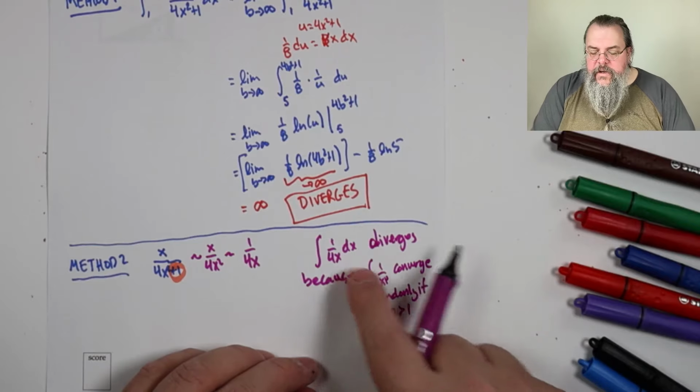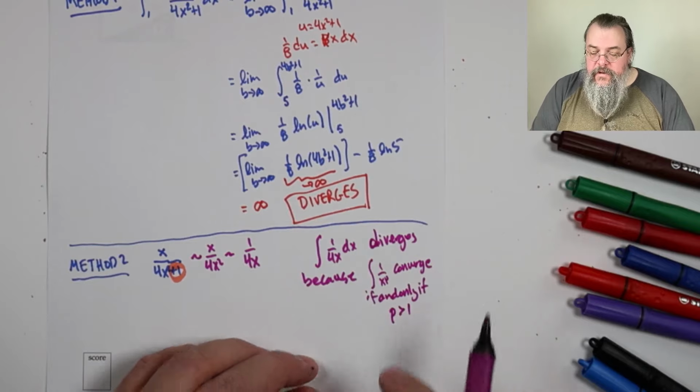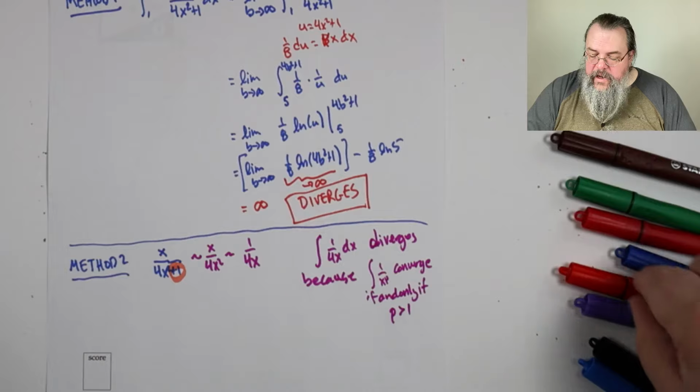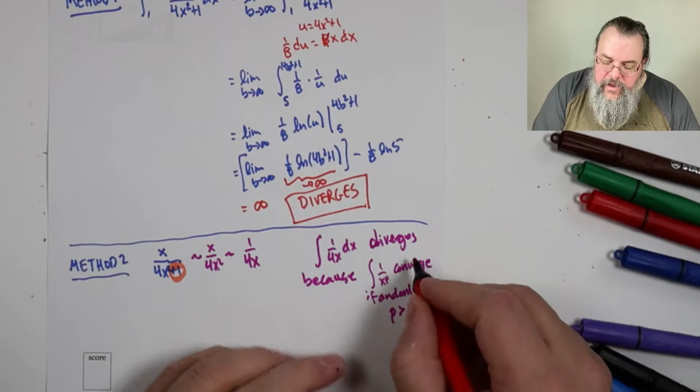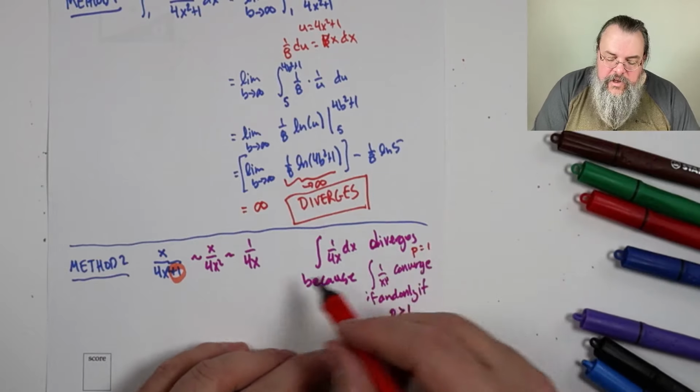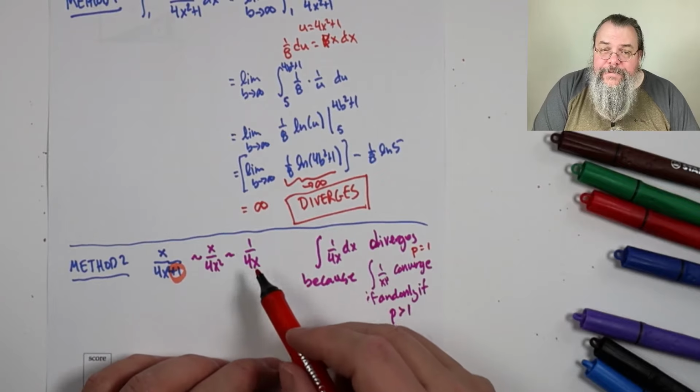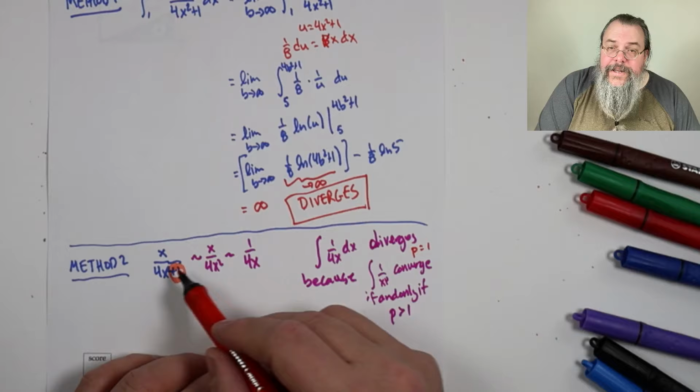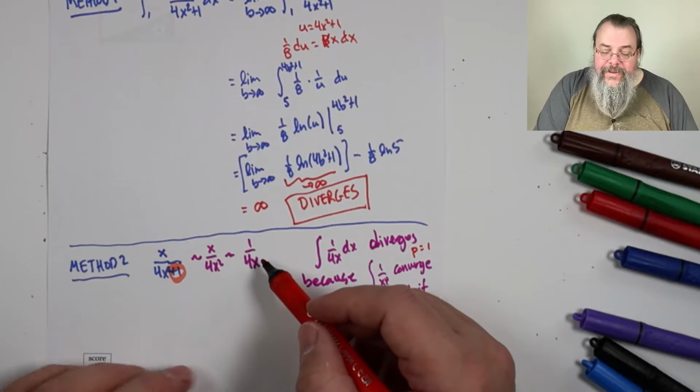And notice here, this is p equals 1. And so we say, aha. So you say, great, so what does that tell us? Well, it tells us that 1 over 4x diverges. But asymptotically, these are the same.